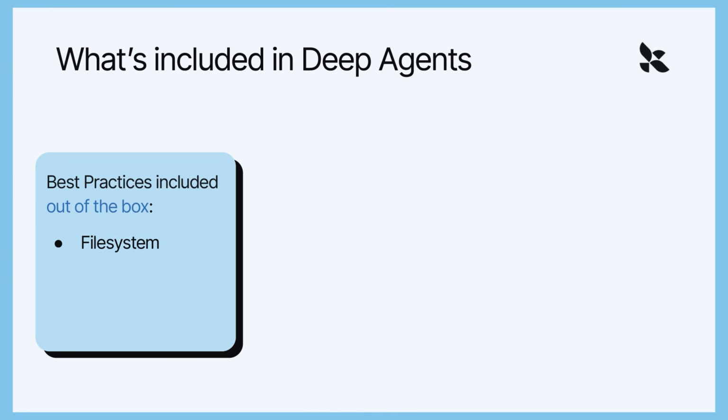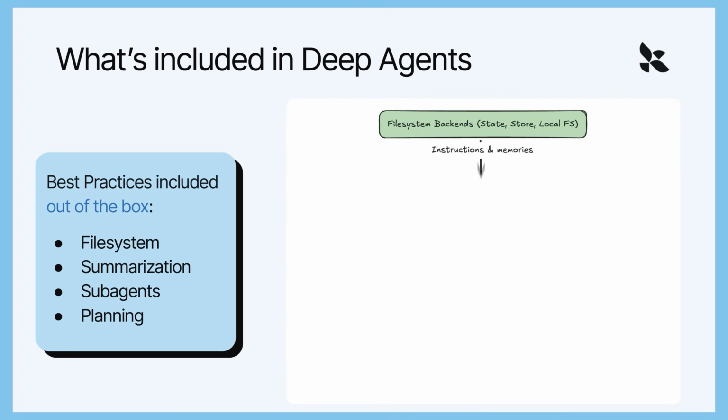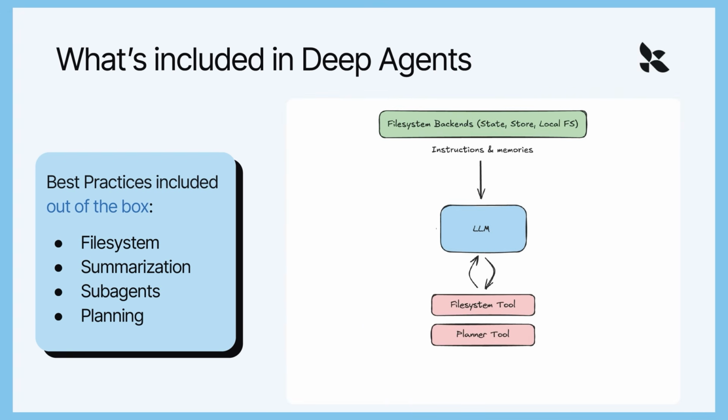Now, there's a lot of other things like summarization, subagents, and planning that are really centered around context management that deep agents exposes to you so that you can effectively control what information makes it to your model.